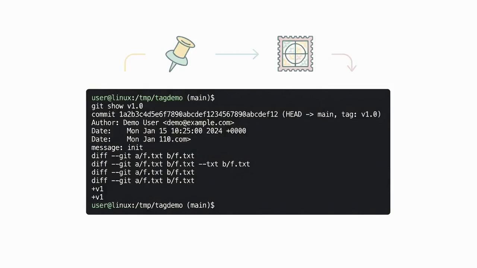Inspecting the lightweight tag version 1.0 shows only the commit it points to, no tagger, no date, no message. That is the core difference. Lightweight tags are bare references, while annotated tags are full objects in the Git database.